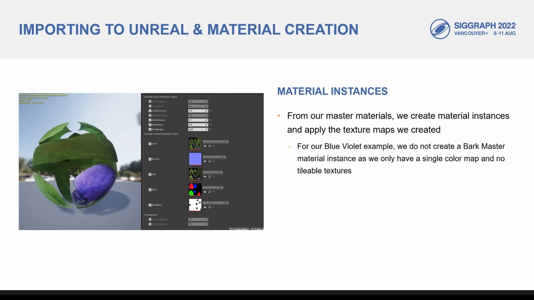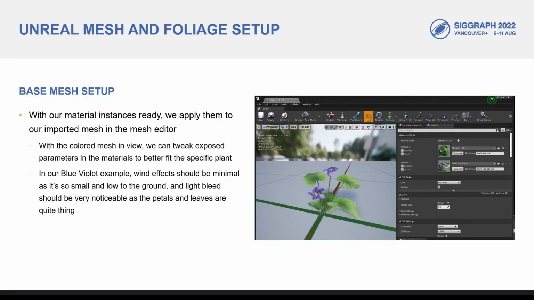to give us just another level of control and ability to match up to our source. With our material instances ready and filled in with the textures we imported, we're then ready to apply them to the meshes we imported in the mesh editor. In the case of the blue violet, that would be our instance material from our plant master and our instance material from our billboard master.